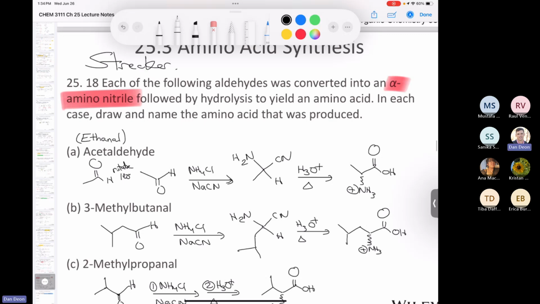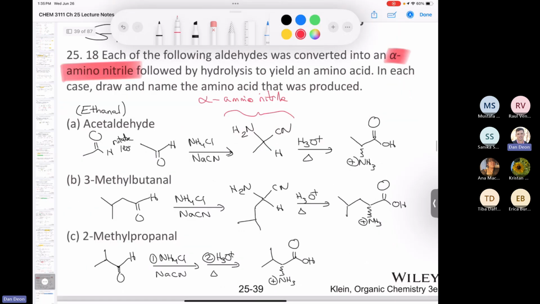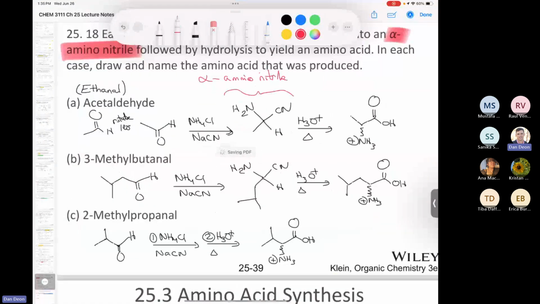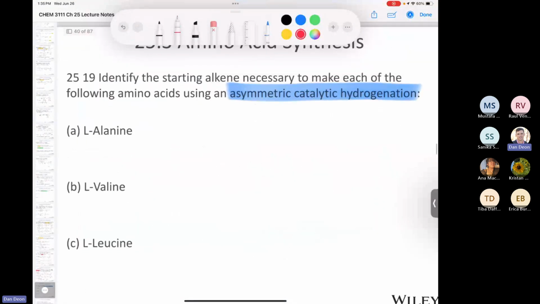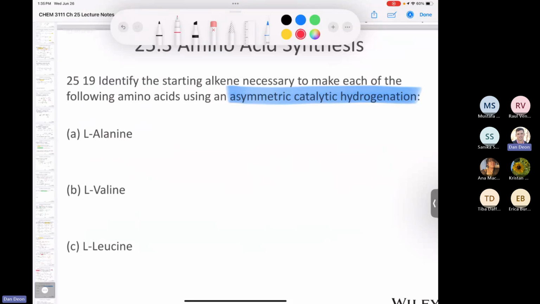And in case you didn't pick up on it, this intermediate here is called an alpha aminonitrile. An alpha aminonitrile. All right, let's keep going. Another question before we get into some new information here today.